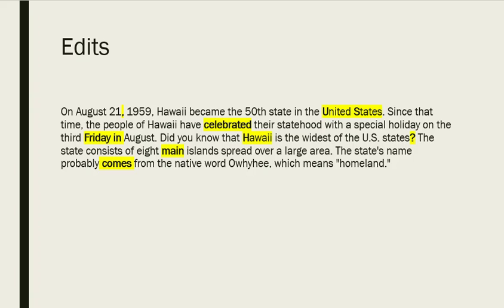Do you know that Hawaii, proper noun that needs to be capitalized, is the widest of the United States? So the period needs to be changed to a question mark because they're asking you a question in the middle of the paragraph. The state consists of 8 main islands. All right, main meaning specific to point. On the other slide, it had Maine, like the state of Maine. Main islands spread over a large area. The state's name probably comes, had to add an S, from the native word awahi, which means homeland.